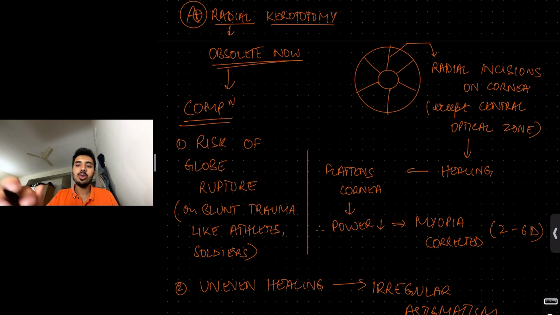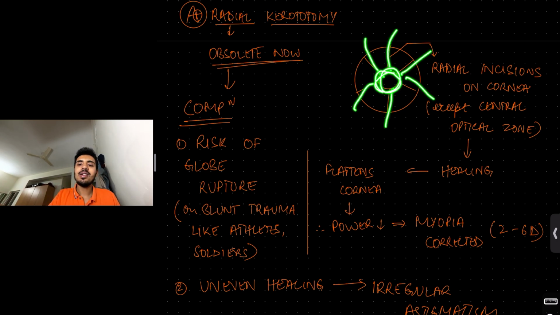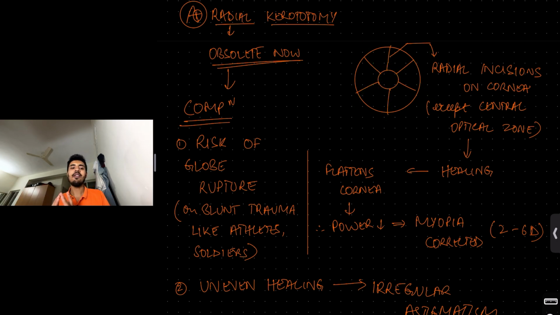Basically, what they do, in the cornea, they make radial incisions, only leaving the central optical zone intact. Everywhere else, they'll make radial incision. When they make these radial incisions, eventually it will heal. When it heals, it will flatten the cornea. And when we flatten the cornea, we know that power reduces. And when power reduces, it will correct the myopia. So myopia of 2 to 6 diopters can be corrected using radial keratotomy.